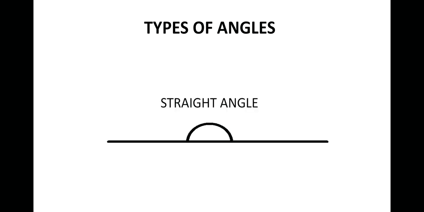Another type of angle is when the line and the other line meet over here like this, so that it forms a straight line. The angle formed is called a straight angle, and the measurement of this angle is equal to 180 degrees.